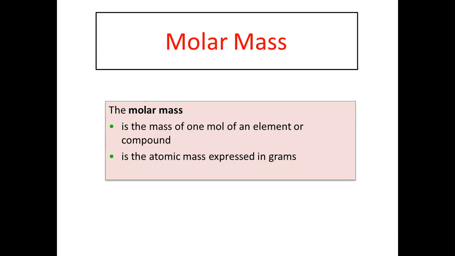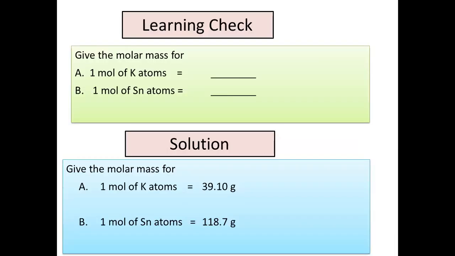So what is molar mass actually? It is the mass of 1 mole of an element or compound, or it is the atomic mass expressed in grams. So we may solve some numericals based on the molar mass. For example, what will be the molar mass for 1 mole of potassium atom? So that will be 39.10 gram.